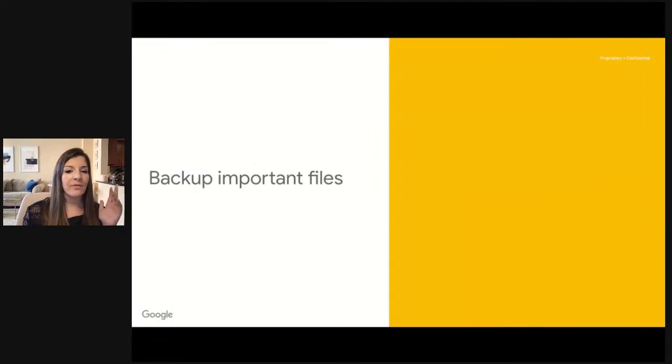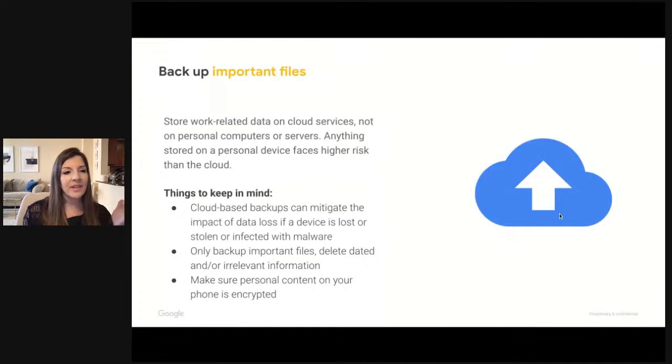So, back up important files. This is the last piece. In previous election cycles and in previous years, the advice has been to back up everything all the time. With cloud backups, that guidance has changed. Not everything needs to be backed up on the cloud because that makes files more accessible. The general best practice here is to make sure unimportant, personal, or potentially embarrassing content on your phone is encrypted. Figure out what's important and what you need to access at any time, back up those files to the cloud, and then delete the less important files.